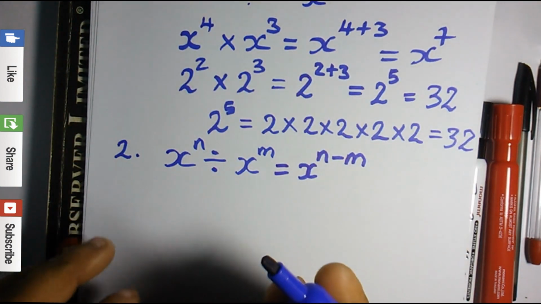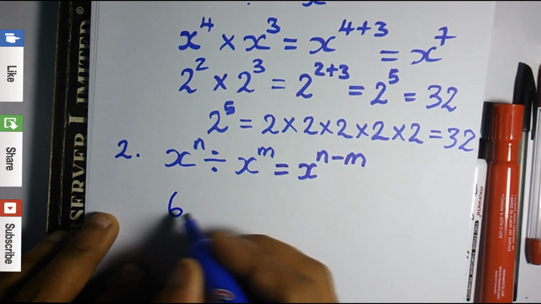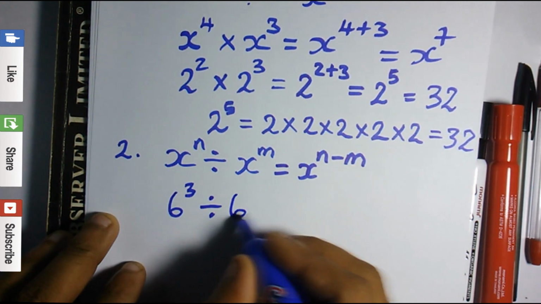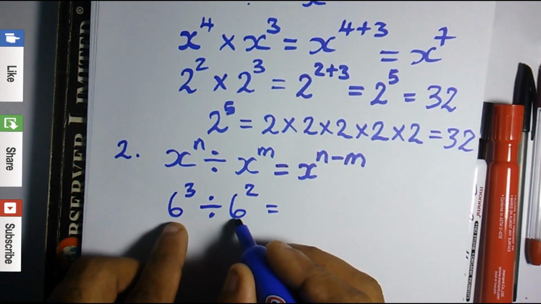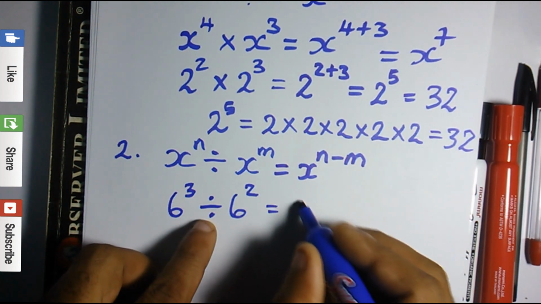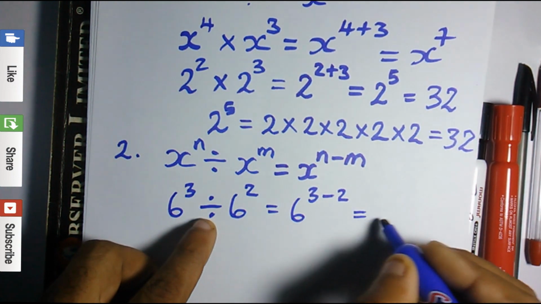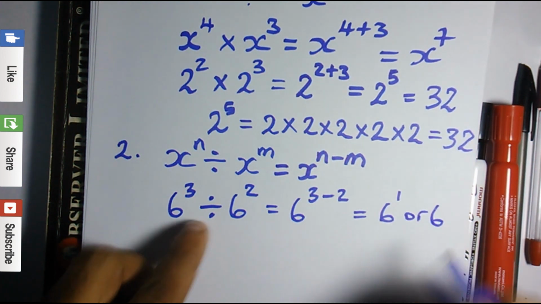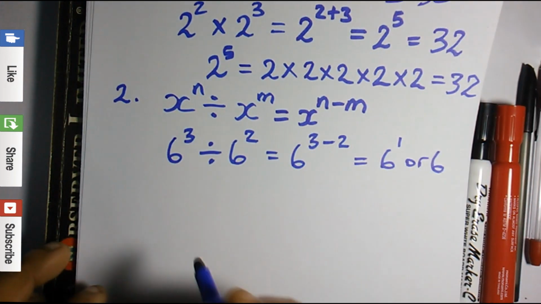A few examples of this one. Let's say we had 6 to the 3 divided by 6 squared. Remember we divide, bases are the same, so we subtract powers. It would be 6 to the 3 minus 2, which is equal to 6 to the 1, or just 6. So 6 to the power of 1 is just 6. That's law 2.